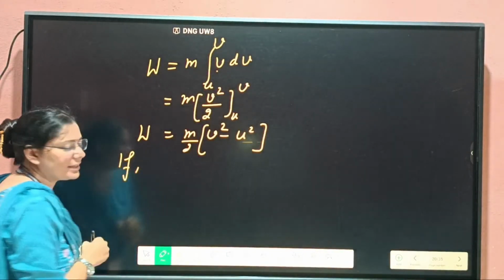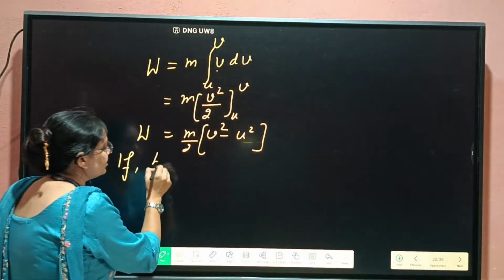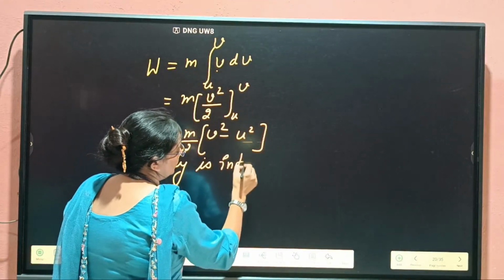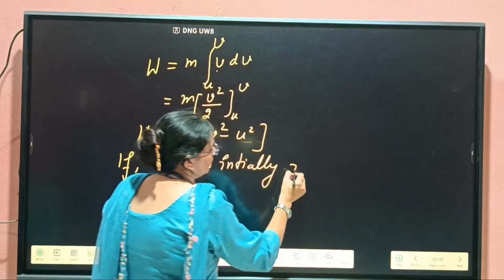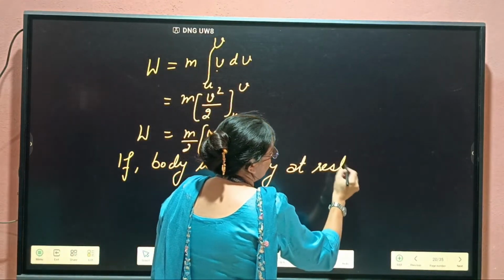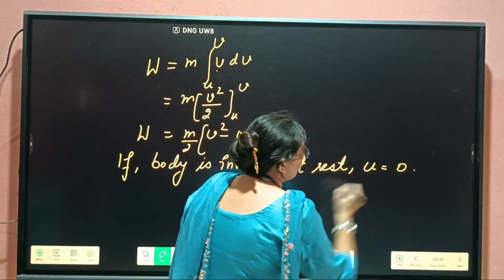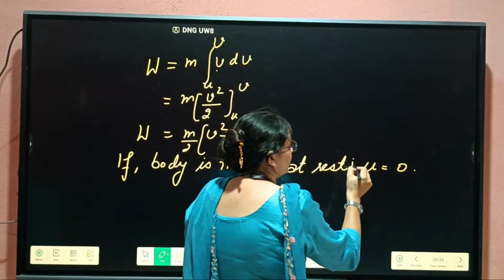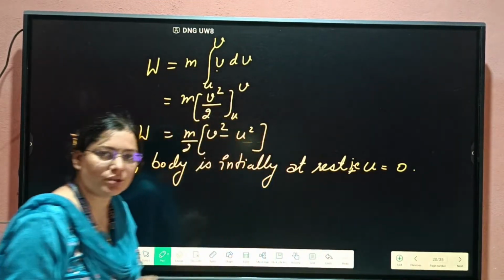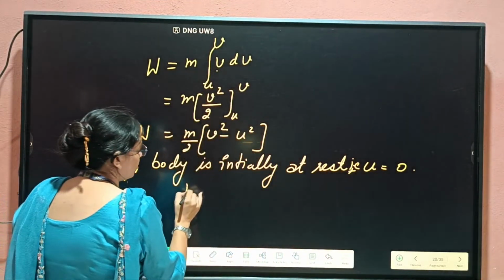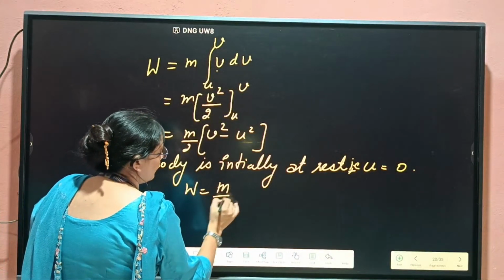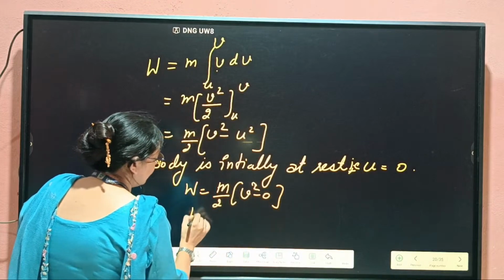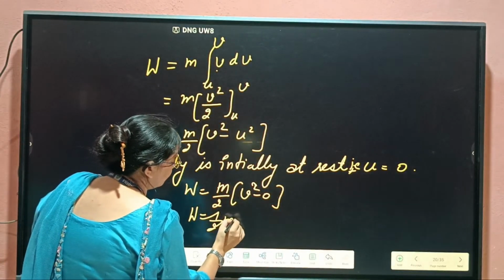but here we need the kinetic energy half m v square, that's why here we are applying the condition. A body is initially at rest, a body is initially at rest, that means here we can write u equal to 0. Okay, what is the meaning of this one? Initially at rest, u equal to 0, the initial velocity is 0. So here work done we can write m by 2, then v square minus 0 only, then work done will be left as half m v square.